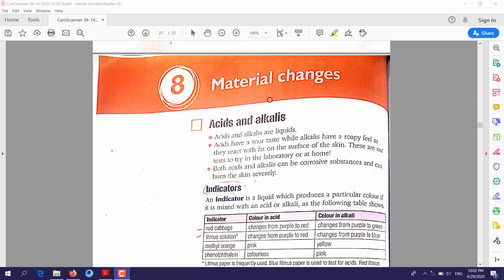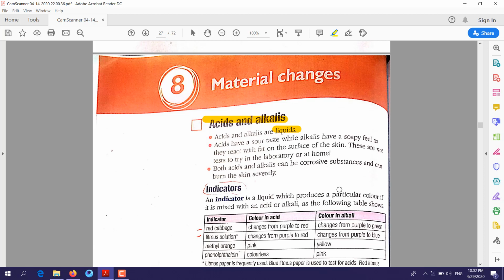Unit 8 is about material changes. In the previous unit, we also talked about the types of materials. Today we will see how these materials change. Firstly, we have two types of materials. We call them acids and alkalis. Acids and alkalis are liquids. Both of them are liquids.